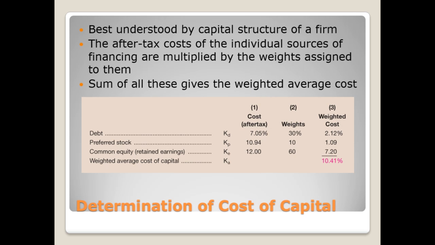Determination of cost of capital is best understood by capital structure of a firm. The after-tax costs of the individual sources of financing are multiplied by the weights assigned to them. The sum of all these gives the weighted average cost of what we're looking to accomplish. And below you can see an example of the average cost of everything.